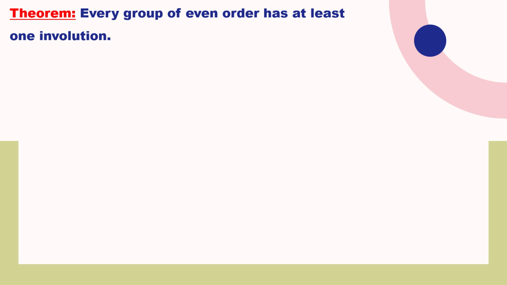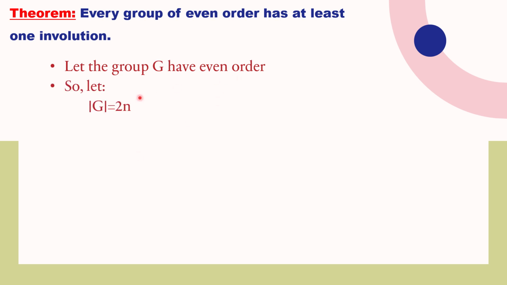Now how are we going to prove it? Let the group G have even order. Okay, so G has an even order. We're assuming that G is having an even order. So let the order of the group be equal to 2n. Why are we saying 2n? Because when you take the number of elements and multiply with 2, obviously we are going to have an even number, right? So 2n represents that the order of the group is even.